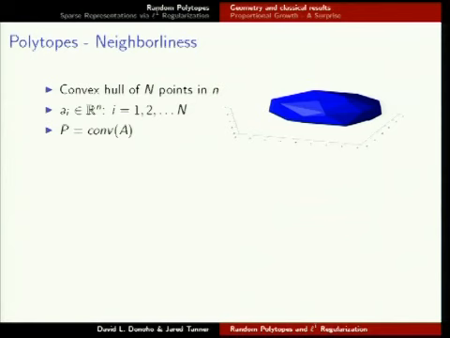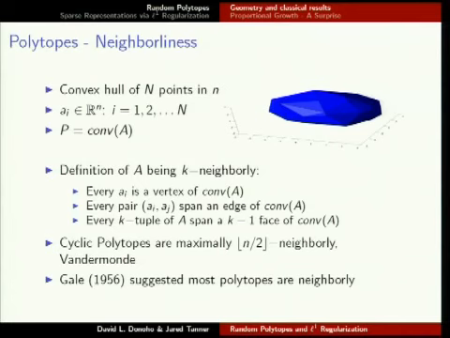We have more points than we have the dimension, and we're going to form the convex hull of this polytope. And then we're going to ask various questions. Well, for neighborliness, this is a property which is going to be somewhat similar to the kind of statements that you would have seen in Emmanuel's talk.